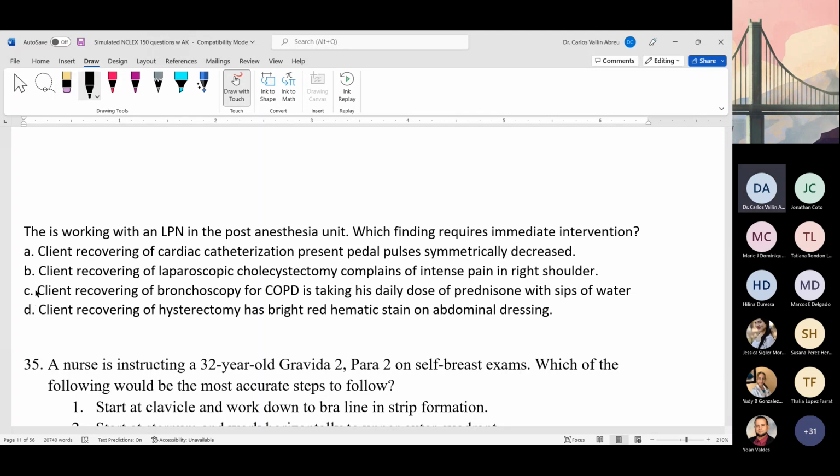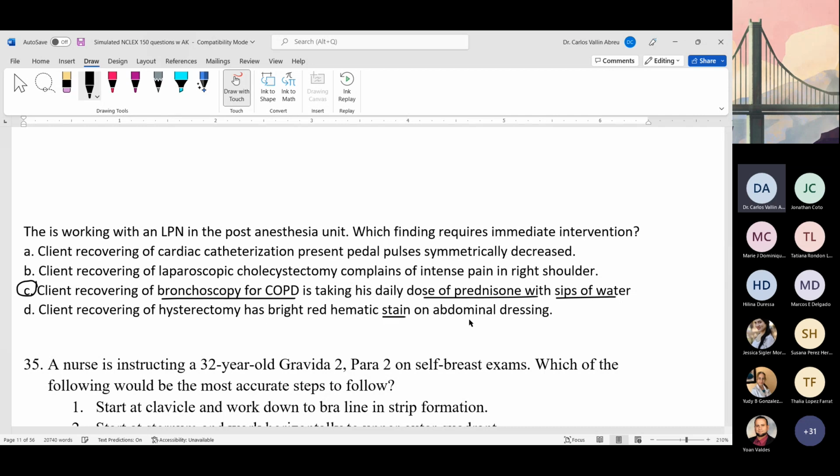C as in cat. Are we good? Okay. Why? Because of the gag reflex. In bronchoscopy, local anesthesia is applied in the throat, and this can inhibit the gag reflex. The patient is still recovering in the post-anesthesia unit, and should not be taking water or oral medication until the gag reflex returns. So it's the one that requires follow-up. You need to go there to see if the patient has a gag reflex or not.